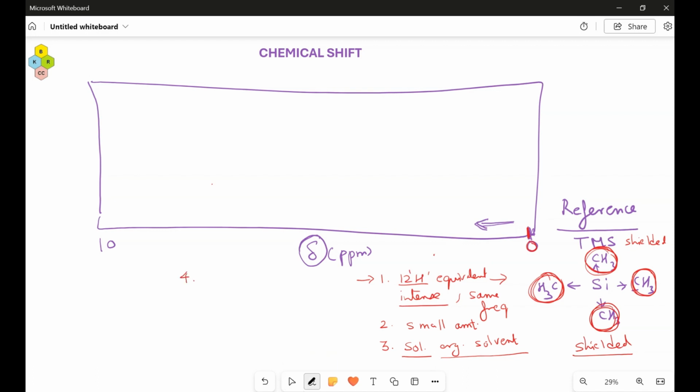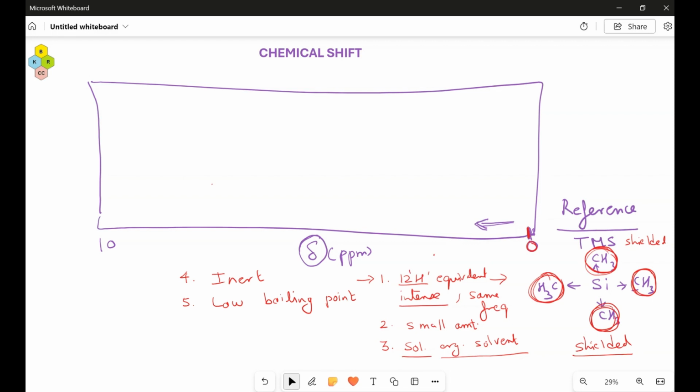The fourth advantage is that TMS is inert, which means it will not react with your organic molecules. Organic molecules may have many functional groups, but TMS will not react with them and make changes to the NMR spectrum. The fifth advantage is the low boiling nature of TMS. The boiling point of TMS is around 27 degrees, almost less than room temperature, so it can easily evaporate after the NMR spectrum recording is done. You can remove the reference from the sample, and the sample can be retrieved and used for other studies.